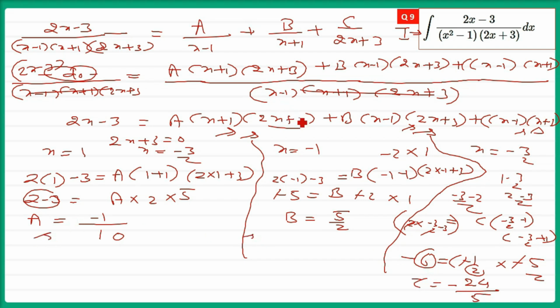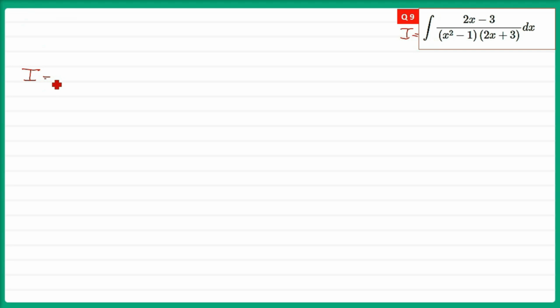So what is the next step we are going to do? We'll replace A, B, C in this equation. This is how we are going to integrate. A will be negative 1 by 10, B will be 5 by 2 and C will be negative 24 by 5. So this is your I. I will be equal to, it was negative 1 by 10 A, so negative 1 by 10 integration of dx by x minus 1.